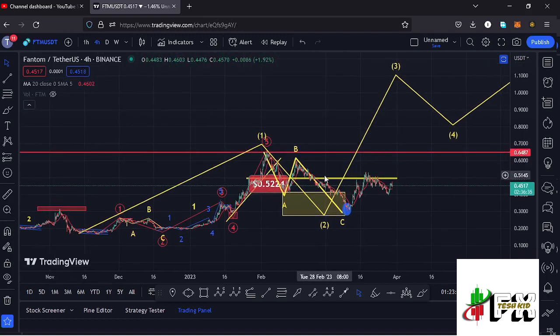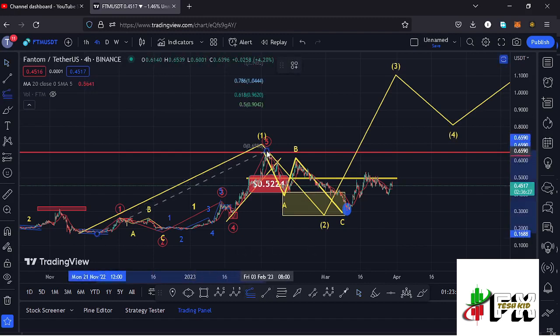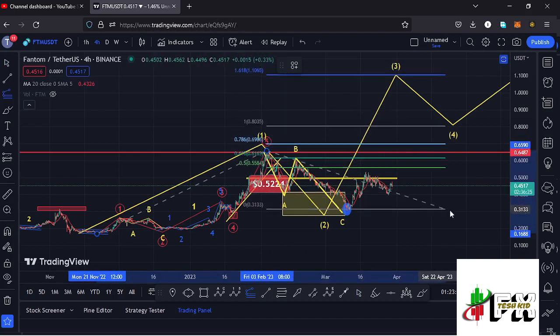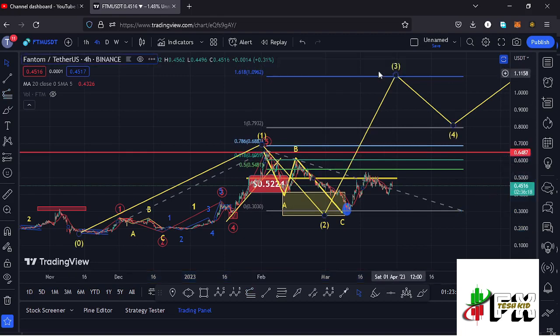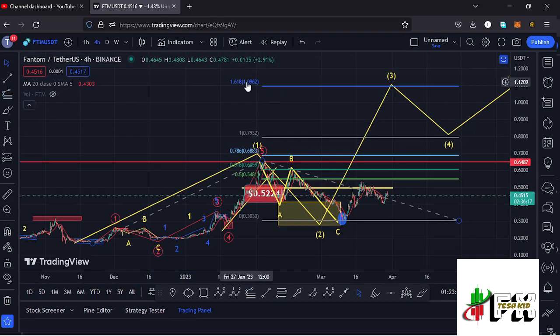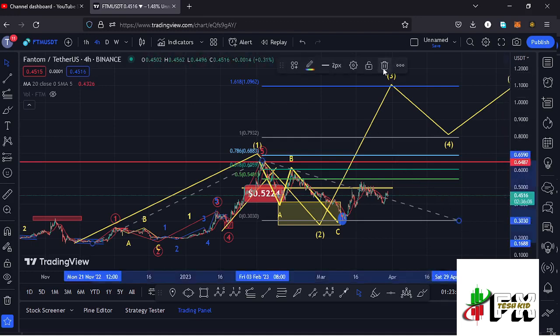Allow me to first sketch out a target area to the upper side in the formation of this wave 3 using a trend-based Fibonacci, connecting it from the low of the first wave to the high of that wave 1, then dragging the fibs to the low of the second wave. That now gives me a target area to the upper side in the formation of that wave 3 at the fib level 1.618, and that is at around the $1.09262 mark, and that is the minimum that I'm expecting that higher Elliott wave count 3 to do to the upper side. And that is my long-term scenario here on the Fantom chart.